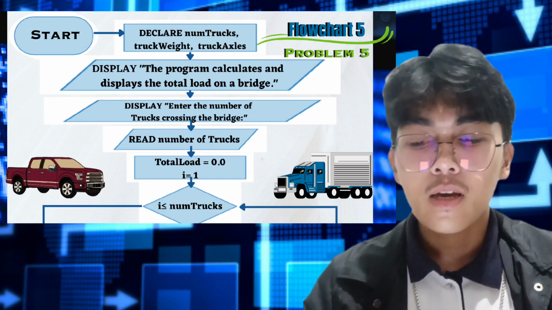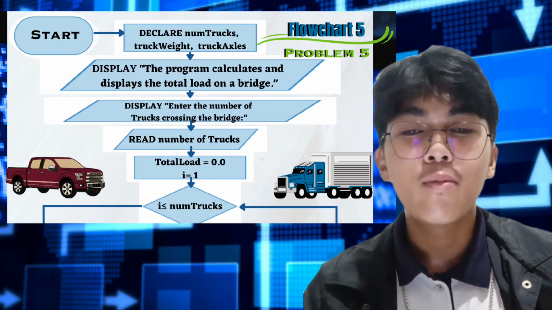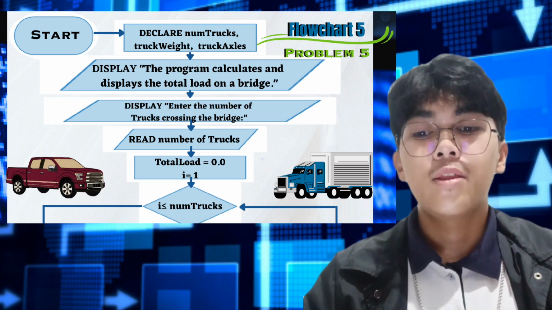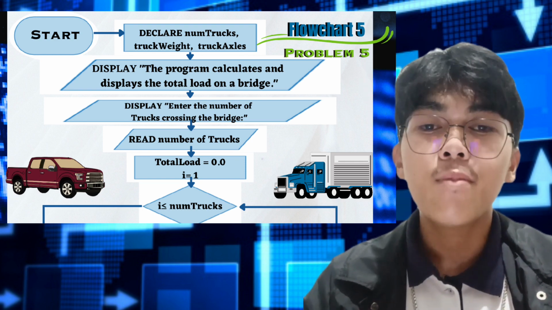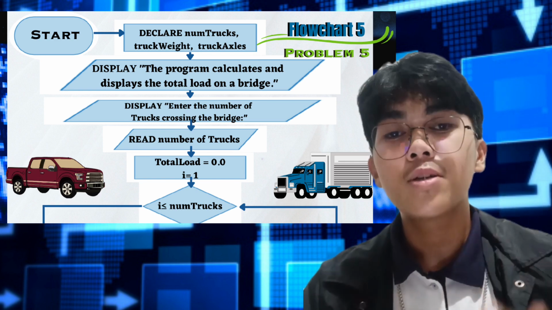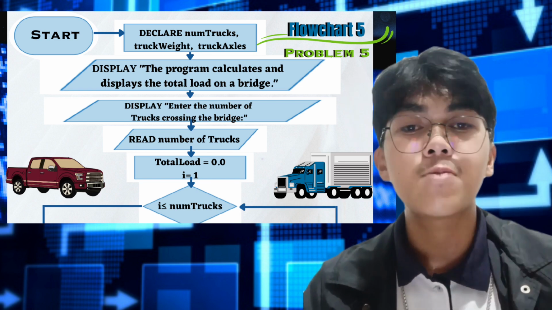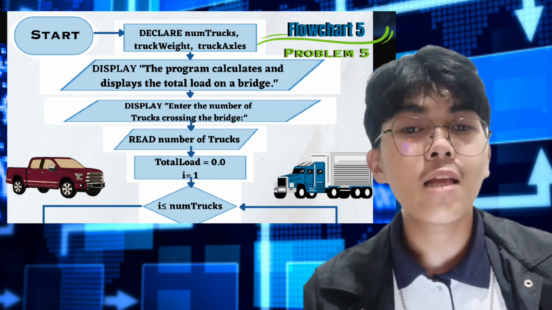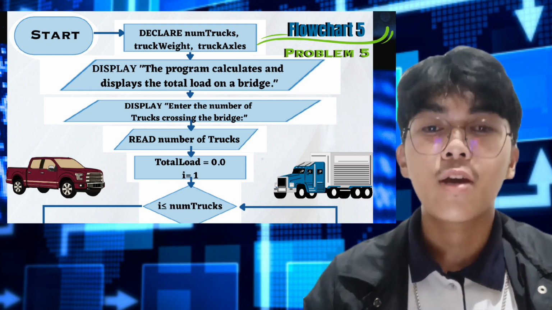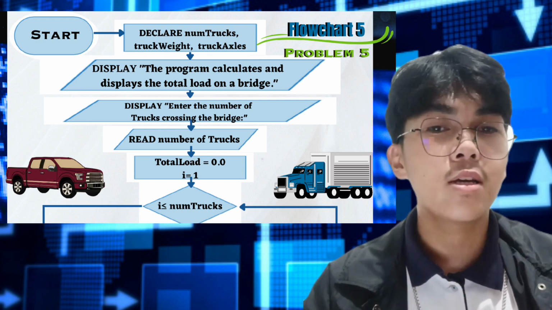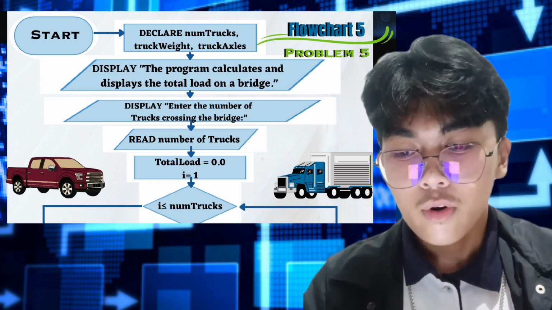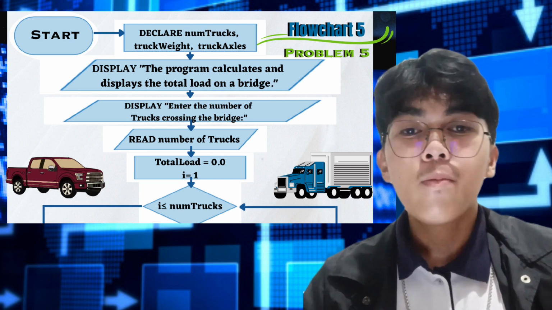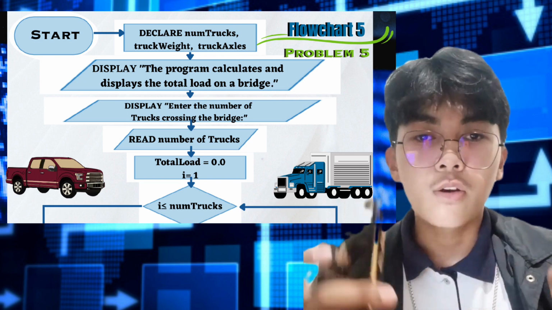It is followed by declaring the variables, which are the number of trucks, the truck weight, and the truck axles. I have already explained why these three variables are the most crucial part of this program, because they greatly affect the total load of a particular bridge, whether that is a suspension bridge or a normal bridge. So the next part in the program, we are going to display a quotation.